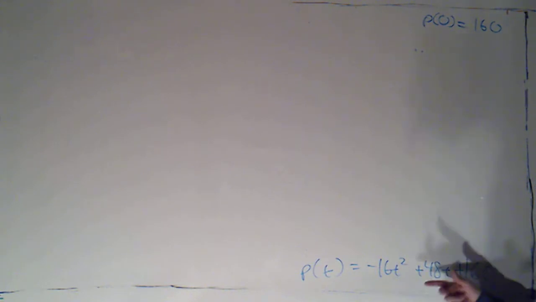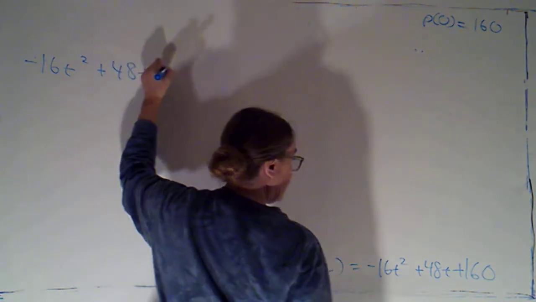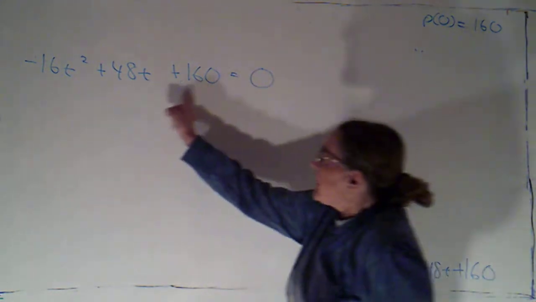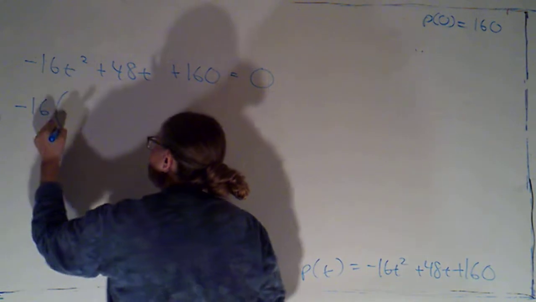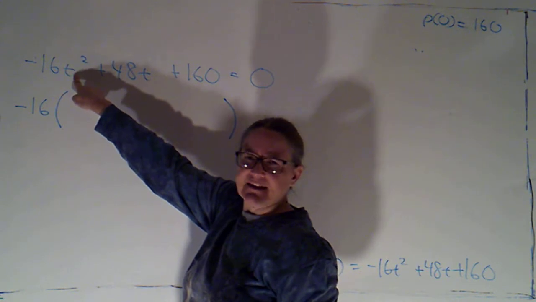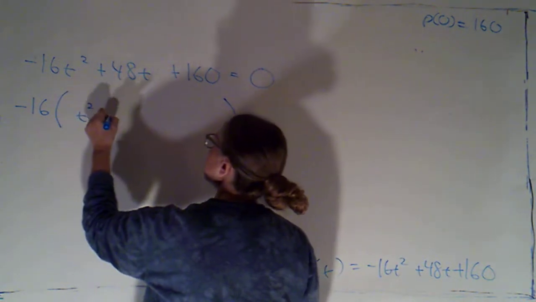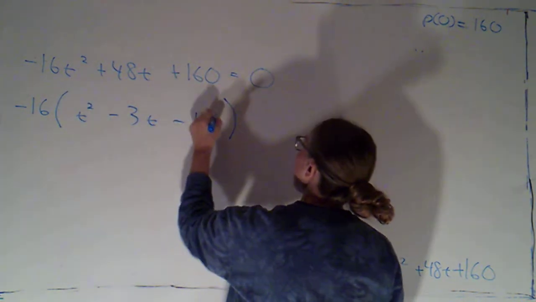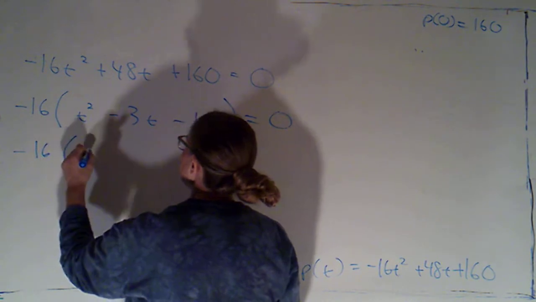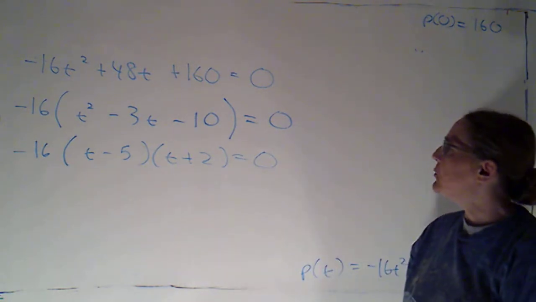So we were supposed to find the t value that would make this 0. So I'm going to take negative 16t squared plus 48t plus 160, and I'm going to set that equal to 0. I'm going to factor out a negative 16. Factoring out a negative, because with a quadratic I prefer my squared term to be positive, and 16 goes conveniently into all of these numbers. So this is going to be t squared minus 3t minus 10 is equal to 0. So now negative 16 times t minus 5 times t plus 2 is going to equal 0.